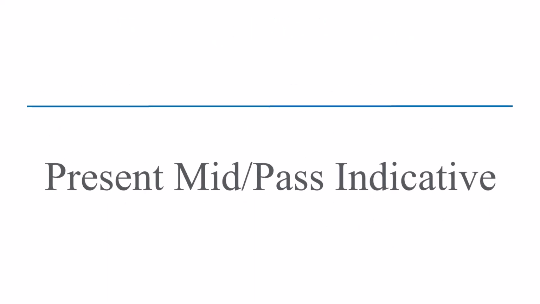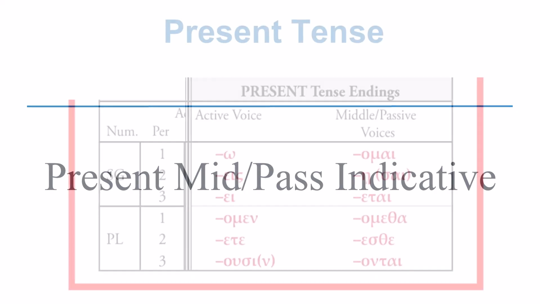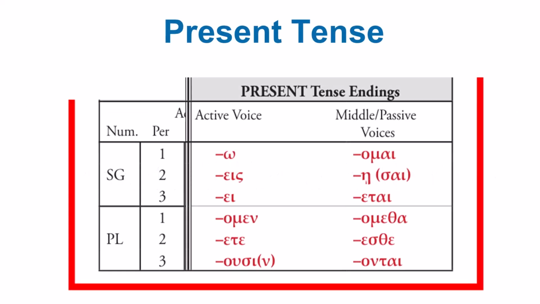So we have looked at the present active indicative. Now I want to look at the present middle and passive indicative. So there are 2 things there. We'll look at the present middle indicative and look at the present passive indicative. So here's a paradigm on the present tense. The present tense has 3 voices like any other tense. You have the active voice with its endings, and we've already looked at the active voice. That's why you have the song O-S-A, Omen Ete Usin.